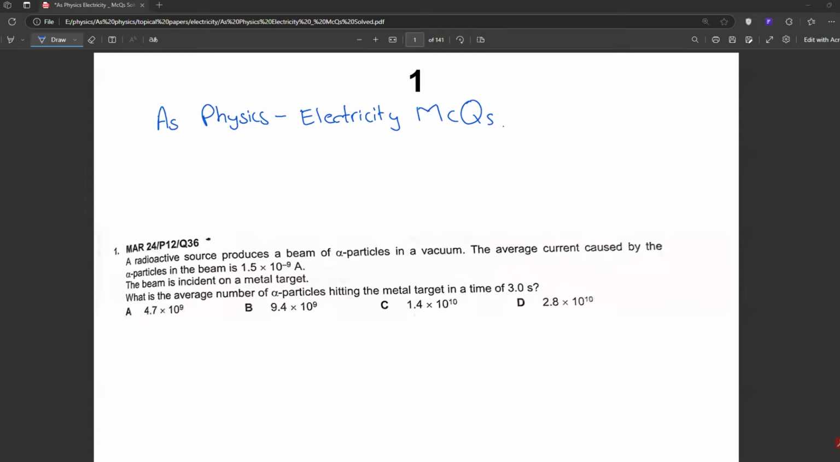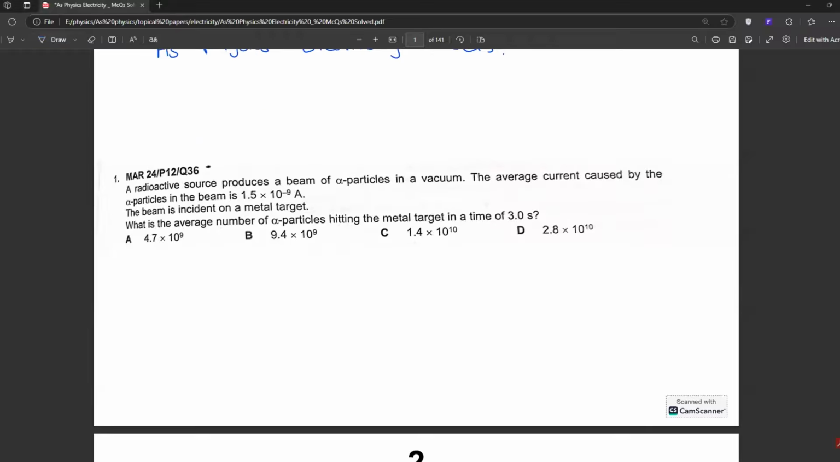Okay, students, let's start with the past papers of electricity. Today we are going to see MCQs related to electricity. So let's start with the first MCQ.